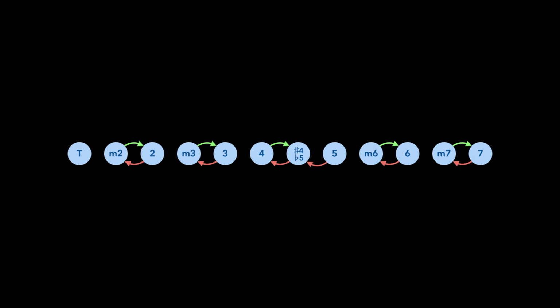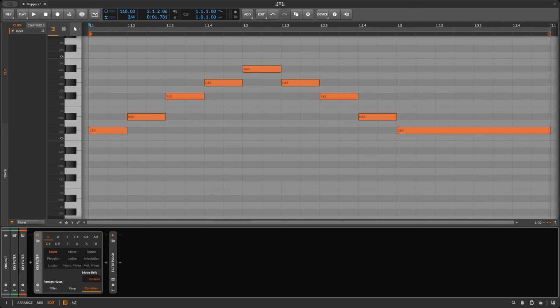So that's how KeyFilter corrects each foreign note. Replace it with the note that has the same scale degree and the opposite quality. Let's look at some examples. I've set up KeyFilter to constrain foreign notes to C major. In C major, all of the black keys are foreign notes. Let's see how KeyFilter corrects each one.